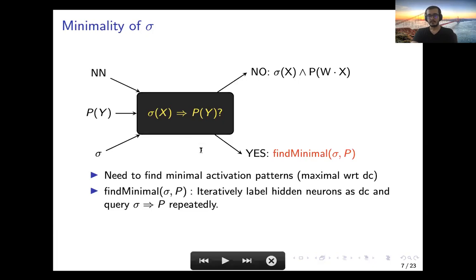So what we'll do is the function find minimal. It takes in an activation pattern and a property, and it tries to add don't cares to neurons and keeps on repeating this, checking if the activation pattern still satisfies P. Note that this is done in a way that satisfies the invariant that no don't care neuron feeds into another neuron that is on or off.